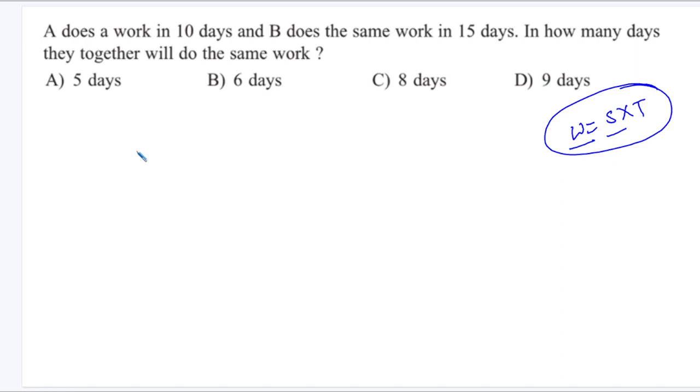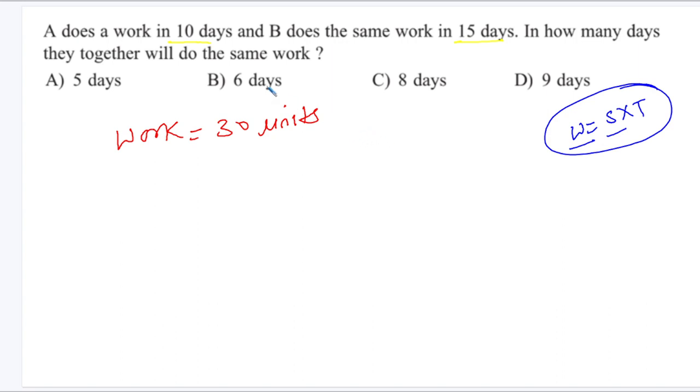These questions can become very easy if we assume some quantity for the amount of work to be done. For work done you can select any number, and the number should be a multiple of the numbers already given in the question, just so your calculation becomes easy. Suppose I take the amount of work to be done here as 30 units. Suppose I need to complete 30 units.